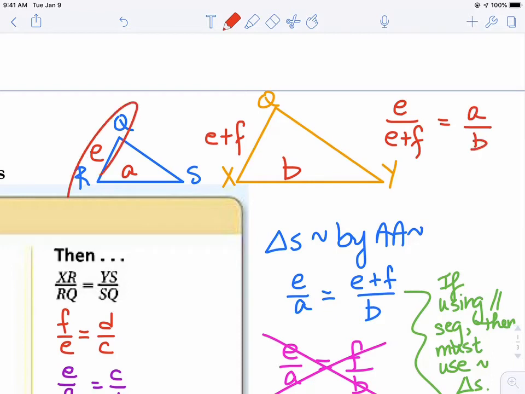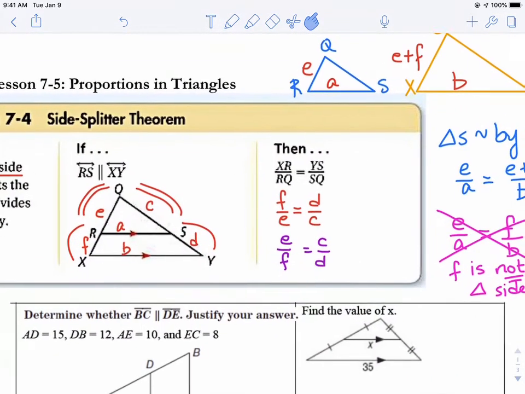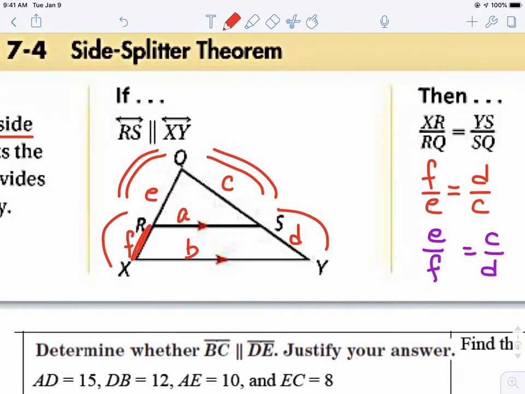The sides of the triangles are compared to each other, and then the bottoms of the triangles are compared to each other in the same fashion. But again, just caution, do not be using that segment right there.